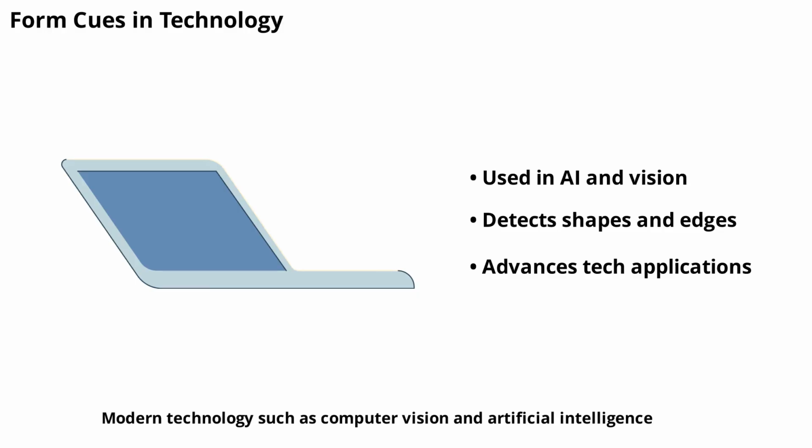Modern technology, such as computer vision and artificial intelligence, relies on form cues to interpret images. Algorithms are designed to detect edges, shapes, and patterns, mimicking the way human brains process visual information. This technology is used in facial recognition, autonomous vehicles, and image editing software. Understanding form cues is key to advancing these fields.